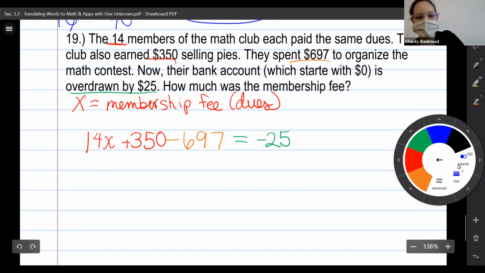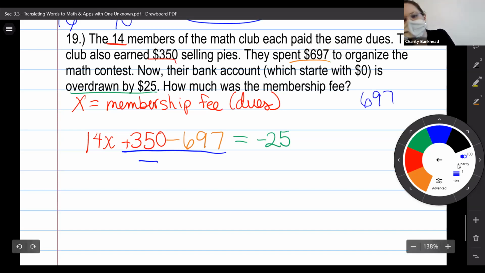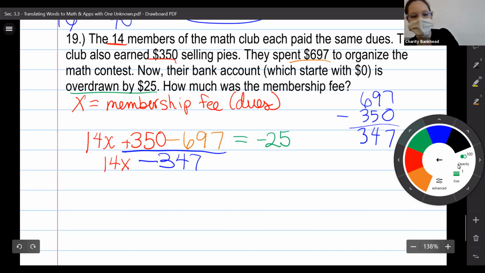All right, so combine 350 minus 697. I know that's a smaller number minus a larger number, so I know it's going to be negative. To figure out the number, I'm just going to do 697 minus 350. So that equals 347, negative 347. So I bring the rest down. So I have 14x minus 347 equals negative 25.